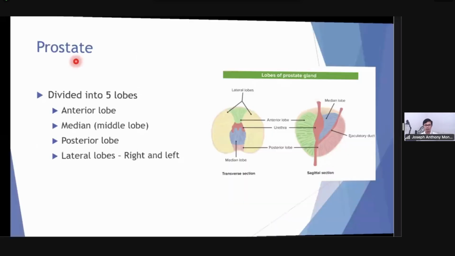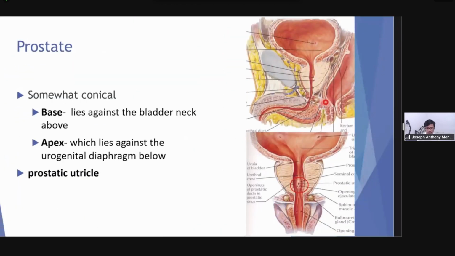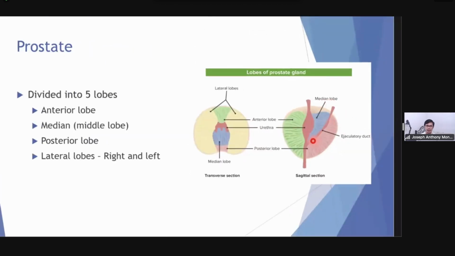So we are now going to move to the different lobes of the prostate. The prostate is divided into five lobes. It has its clinical significance. This view is actually just the same for this one. Sagittal cut. So you could appreciate the prostatic urethra also and the ejaculatory duct. Let's focus on the picture on the right hand side. So this is your anterior lobe, this is your middle lobe, and this is your posterior lobe.